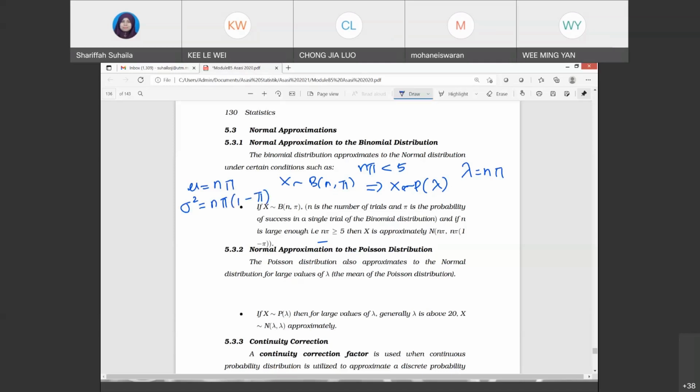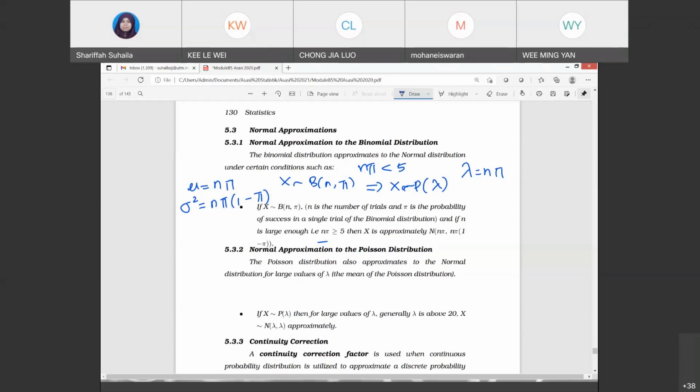It's the same thing. So Q is 1 minus P. So again, we change to normal distribution with parameter mu and sigma squared. Your sigma square is n pi (1 minus pi). From binomial to Poisson, it's just a discrete distribution.